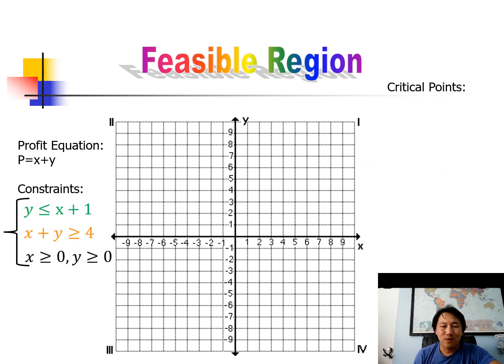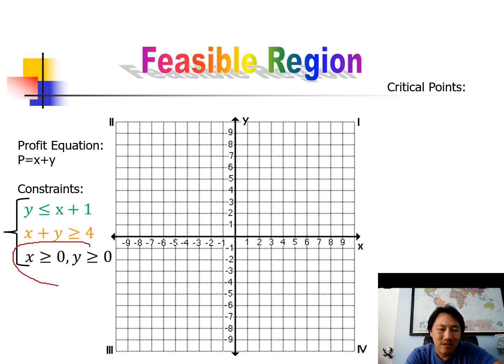Last example for the day. Now it looks like the same as the two other examples, and usually I don't want to repeat the same concept, so this probably has something special about it. All right, again we have a different profit equation, P equals X plus Y. That's a pretty simple one.